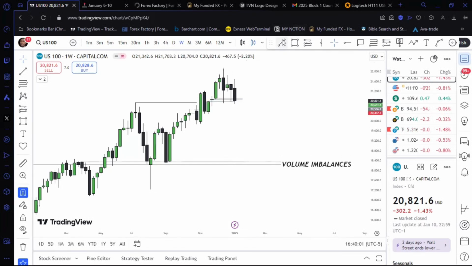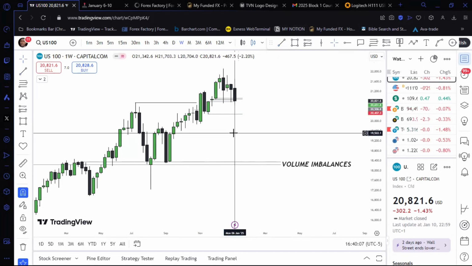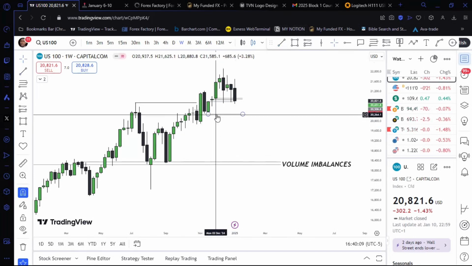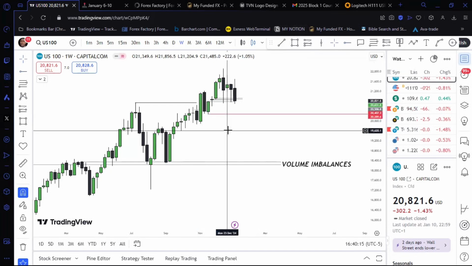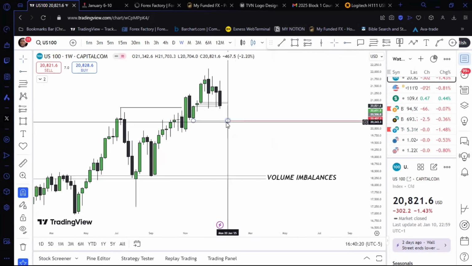Now that we've had that, where will be my long-term draw? Like I said, sell side liquidity. So knowing that sell side is there, I can just put a horizontal ray to depict it, at 20,407.2, right?